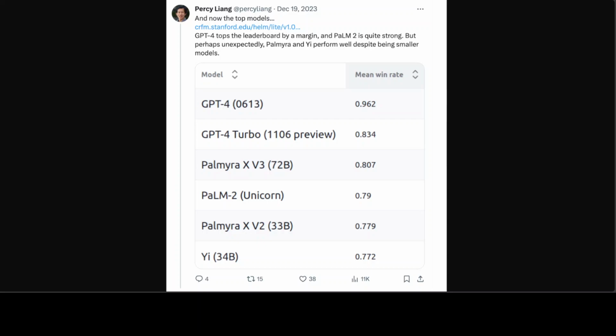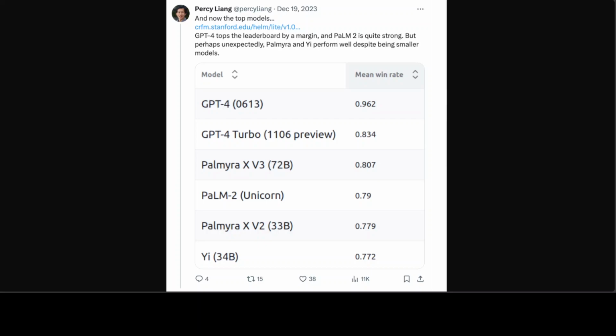Just look at the results of this HELM benchmark from Stanford, which was posted by Percy Liang, the Stanford Associate Professor. If you look at these results, you will notice a relatively unknown model called Palmyra X V3 and Palmyra X V2. In this video, I am going to introduce you to these two models.